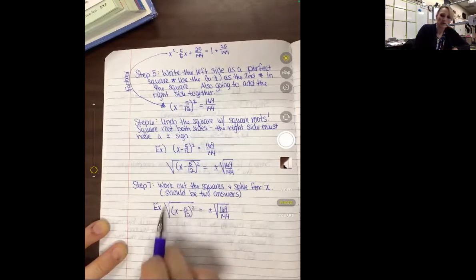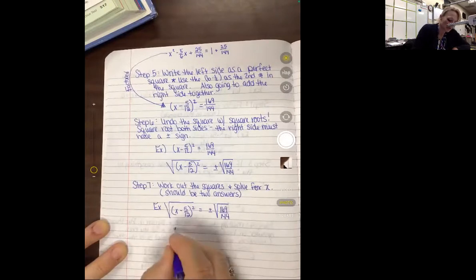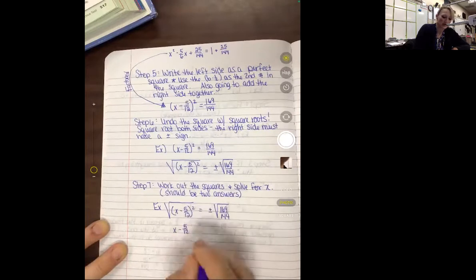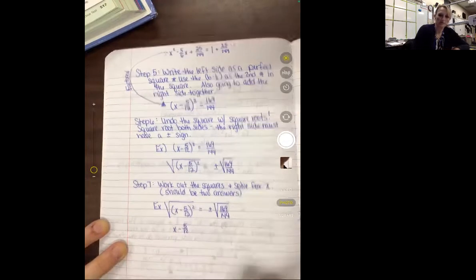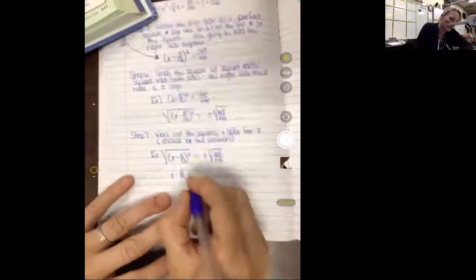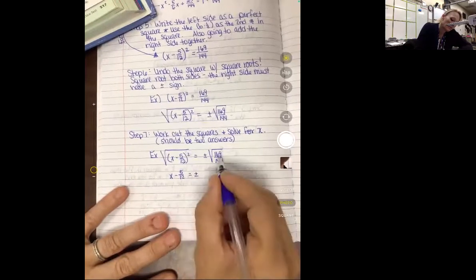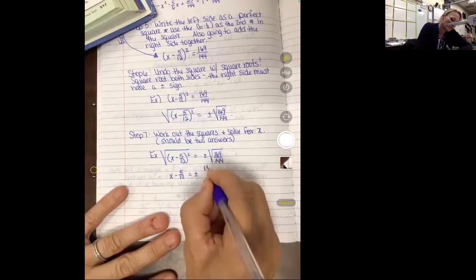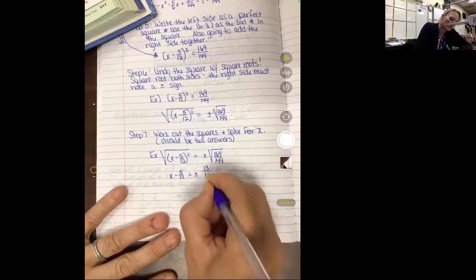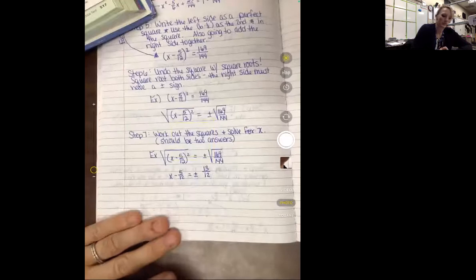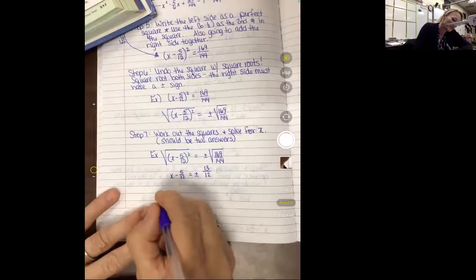So we know that the square root of anything squared is itself. So the square root of x minus 5 over 12 squared is just x minus 5 over 12. That was the whole purpose of that, to get rid of the square altogether. And then this side, we have plus or minus, the square root of 169 is 13, the square root of 144 is 12. Look at that, we got rid of all of those square roots. So now we just have to solve for x.